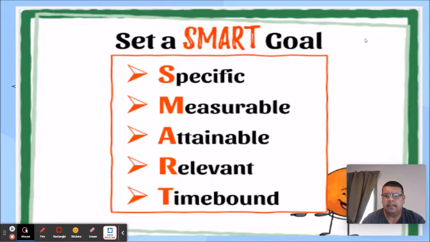So the acronym SMART stands for: the S stands for specific, M stands for measurable, A stands for attainable or achievable. They both are synonyms, but we are always going to use both words, attainable and achievable. And then R stands for relevant or realistic, and T stands for time bound.